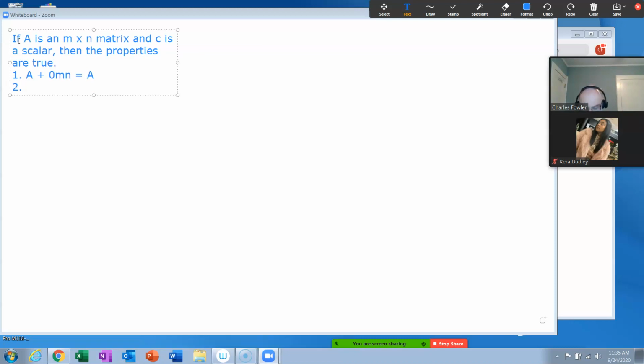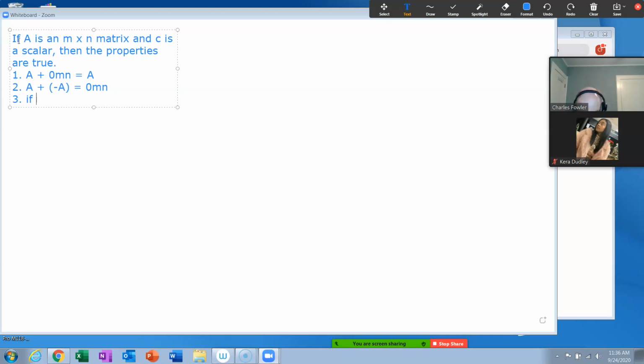Number 2, matrix A plus the opposite of matrix A is always going to produce the zero matrix. And that will be an m by n zero matrix as well. Those should be subscripted. I can't subscript in this module.